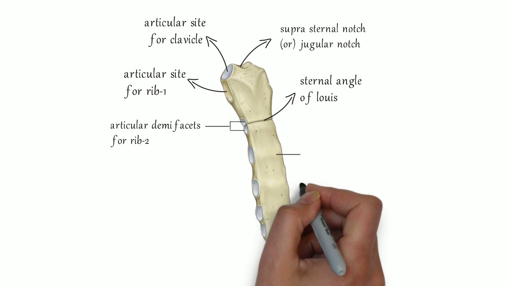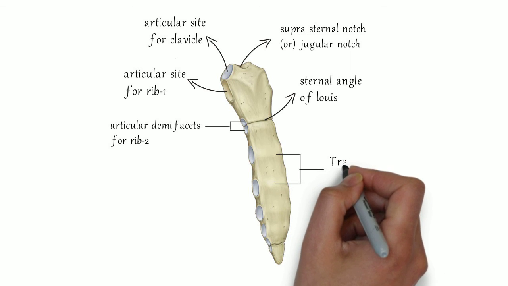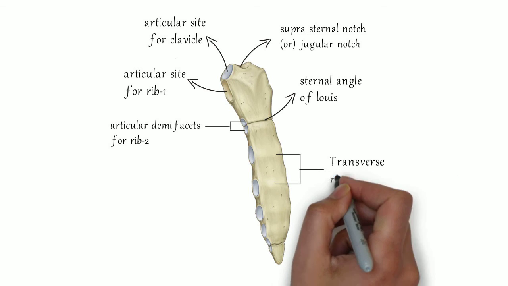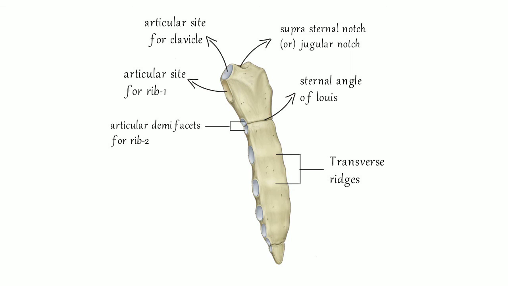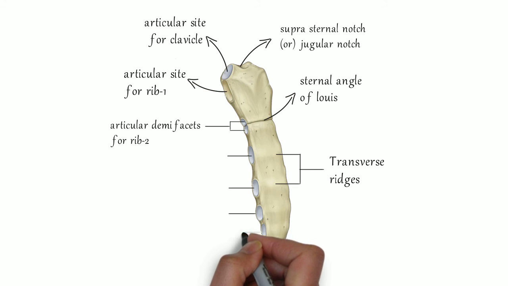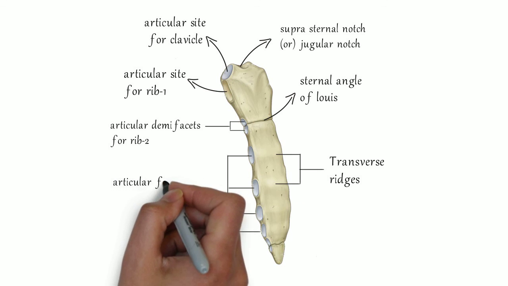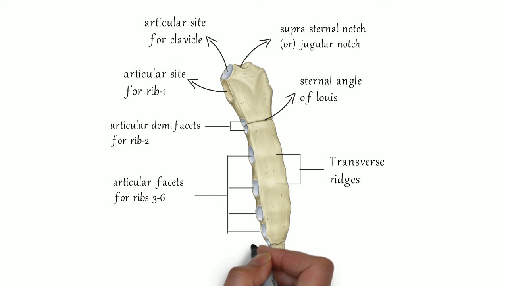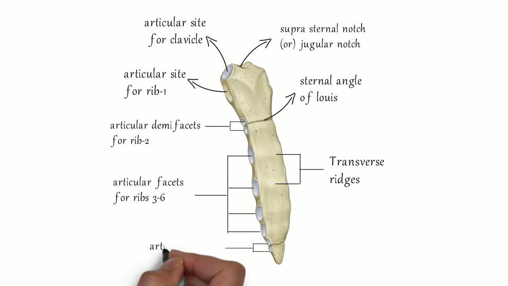Next, the body. It has transverse ridges on the anterior surface. On the lateral margins of sternum there are articular facets for ribs 3 to 6. At the inferior end of the body has articular demifacet for 7th rib. Then the Xiphoid process. It is the smallest part of the sternum.